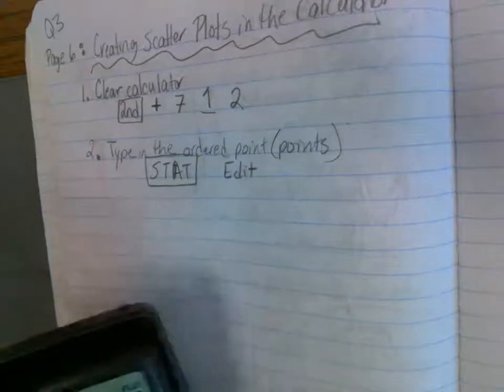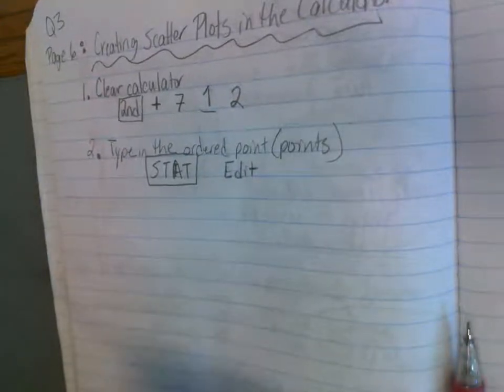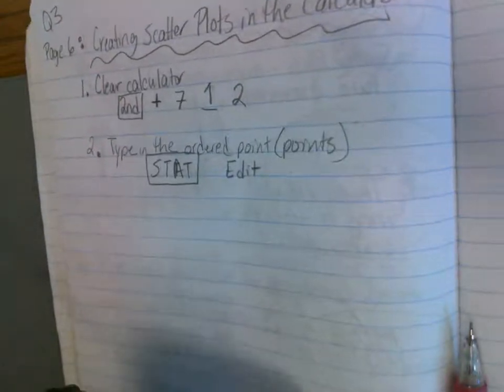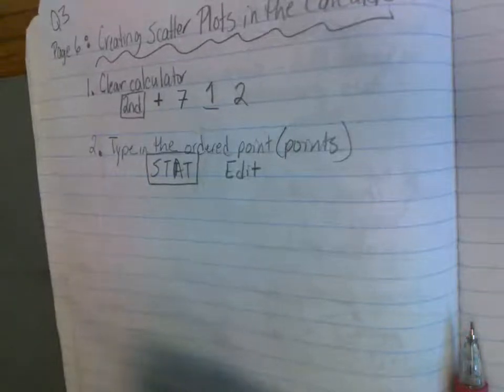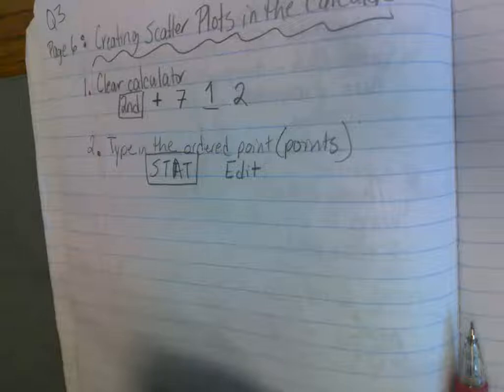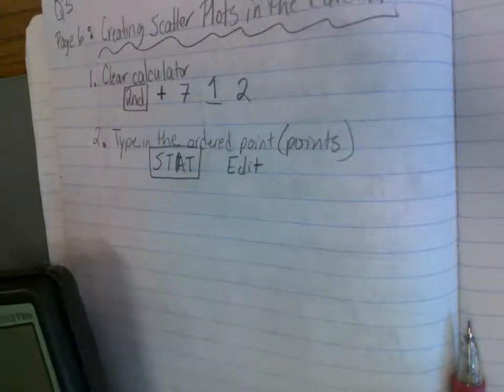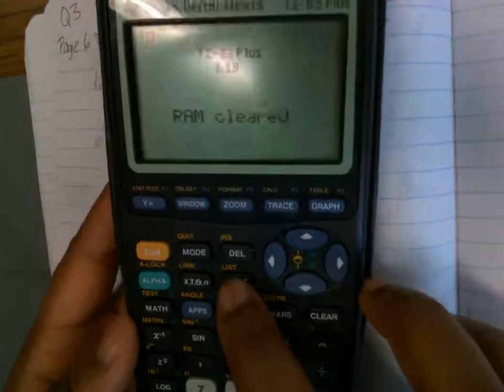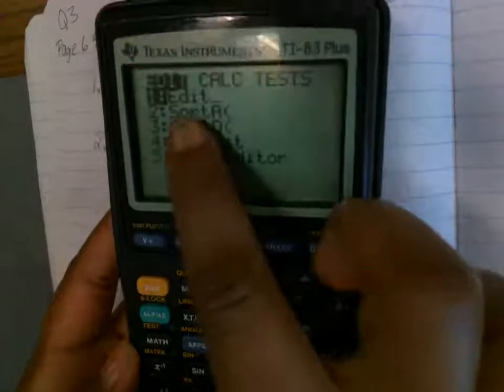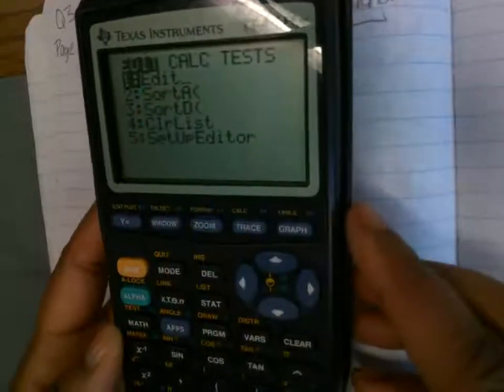Yep, that's what we're getting ready to do. Write that down, and then we're going to do these steps. All right? So now I want you to press the stat button here. This is where stat is. And then press enter on edit, right there at edit.